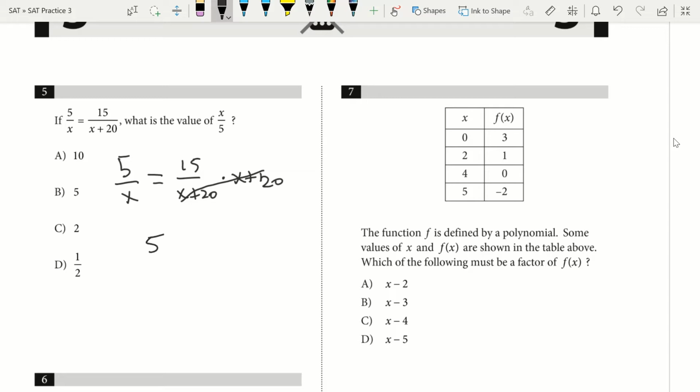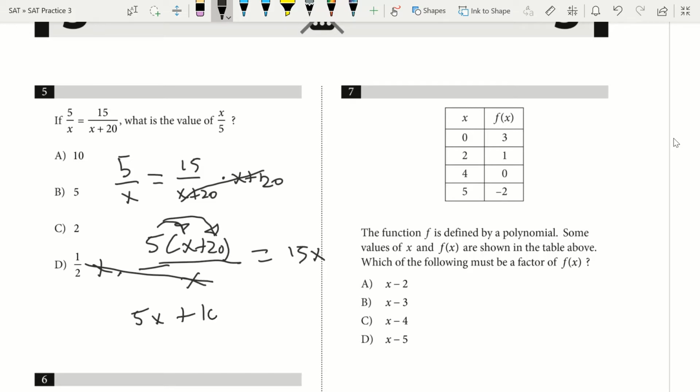So now I've got 5 times x plus 20 divided by x equals 15. Now I can multiply by x, and now I have no more x's in my denominator, right? Now all I got to do is get all my x's on one side, and I'll be all set to solve for x. So I'll distribute my 5 to my x and my 20. 5 times x gives me 5x. 5 times 20 gives me plus 100, and that will equal 15x. I'll subtract 5x from each side to isolate my x, and I have 10x equals 100.